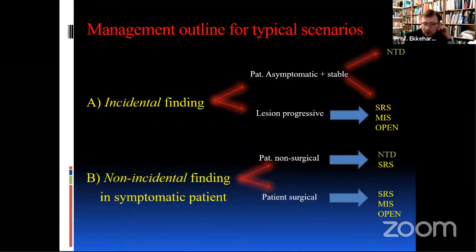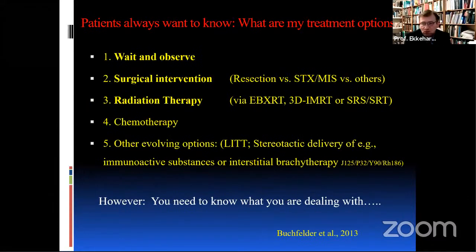This is my management outline. If it's an incidental finding, I wouldn't do anything, but all patients in my practice have been symptomatic, and since non-incidental findings come to you, they're usually surgical. So patients want to know all their options. You need to counsel them about all surgical options as well as alternatives. For me, these lesions are essentially surgical.